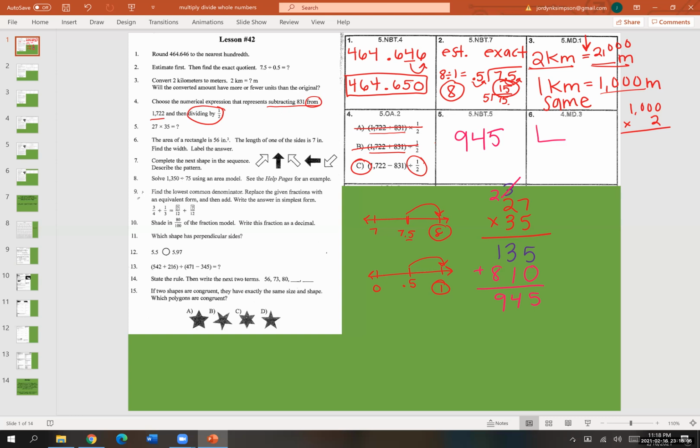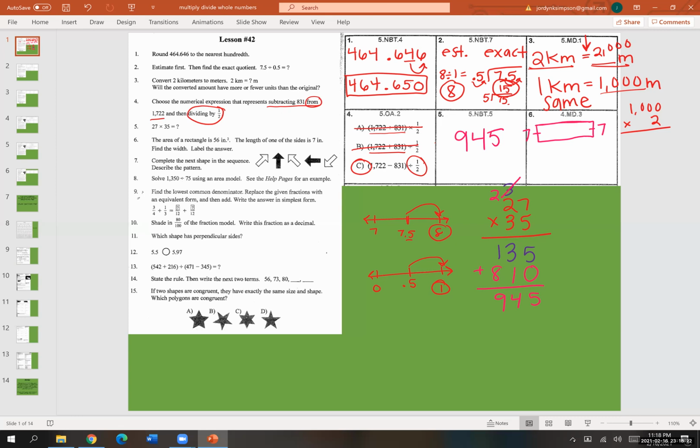So I'm going to actually just draw a rectangle in here. It says I know one side is 7 inches, so I'll put 7 here. Well, if this side is 7 inches, this side is also 7. So we're looking for this long side here.